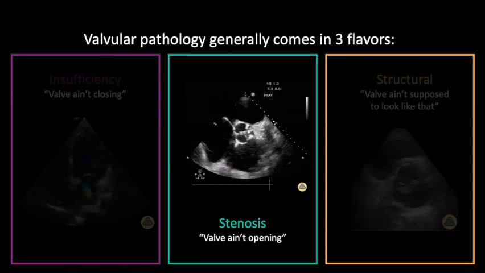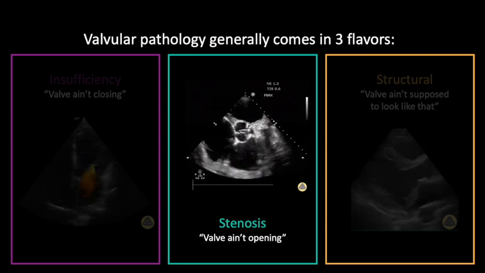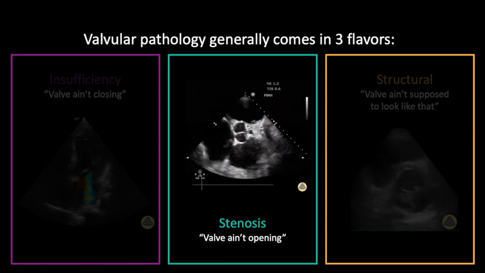The second of these three flavors is stenosis. The valve ain't opening right. So here we see a short axis view, a parasternal short axis view of the aortic outflow tract, and we see that the Mercedes-Benz sign of the aortic valve just isn't opening briskly. Those cusps are just barely spreading apart. They're not slamming open and basically touching the walls like we would normally see, and this can be evidence of a stenotic valve.